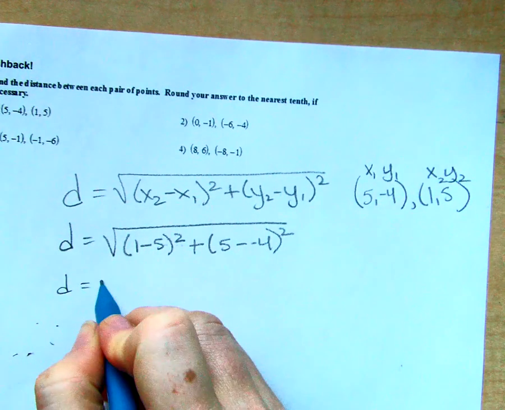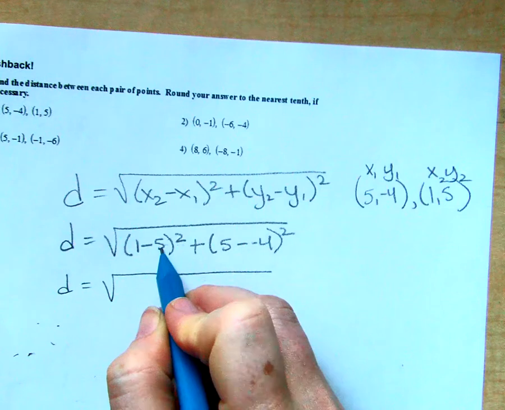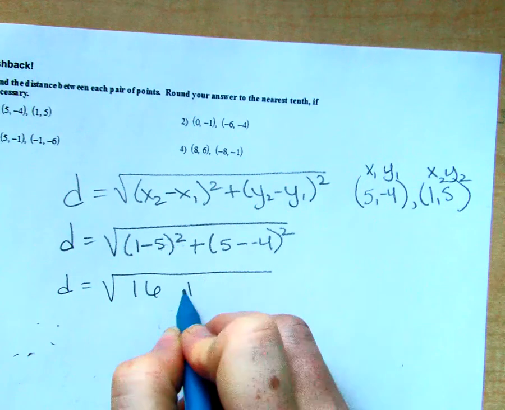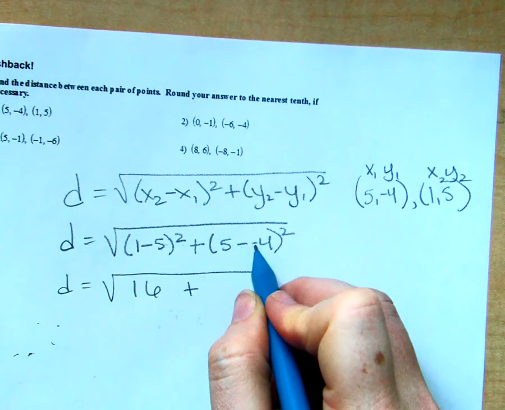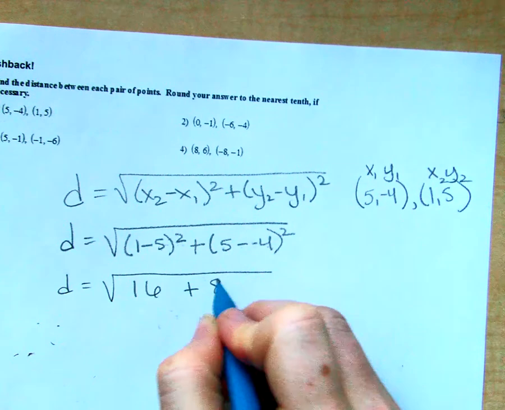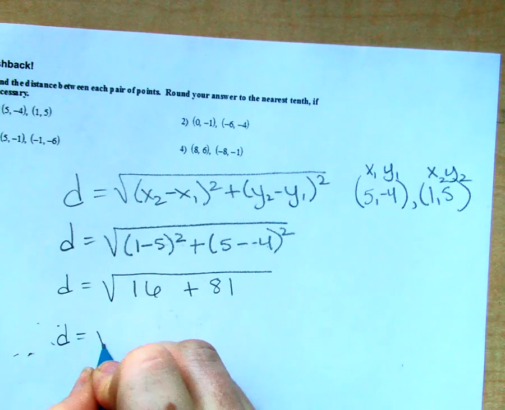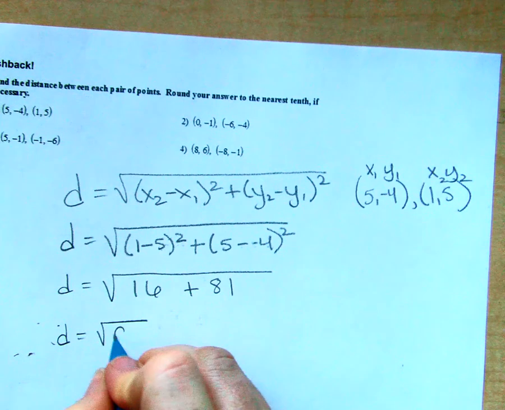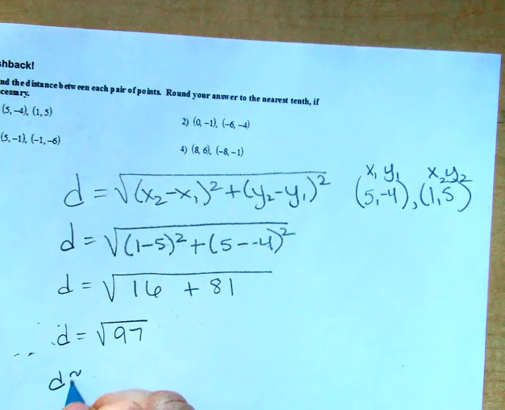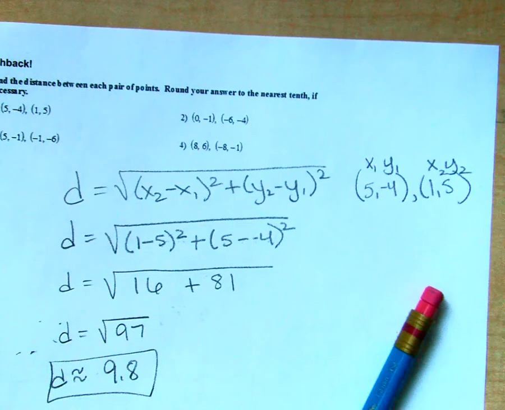If you want to solve it by hand, though, you're going to say 1 minus 5 is negative 4, and negative 4 squared is 16. 5 minus negative 4 is the same thing as 5 plus 4, which is 9, and 9 squared is 81. And then that means you're looking for a distance of square root of 97, which when you approximate becomes 9.8. Pretty simple, just a plug and chug, but just try to remember the formula so that you're not digging for it tomorrow.